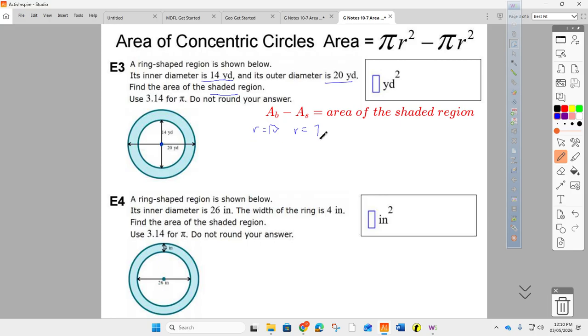So now we plug the radius for both of them into this formula. So 3.14 instead of pi times 10 squared minus 3.14 times 7 squared. And we can do it just like that on the calculator, remembering to use the x squared button. So 3.14 times 10 x squared button minus 3.14 times 7 x squared button equals.